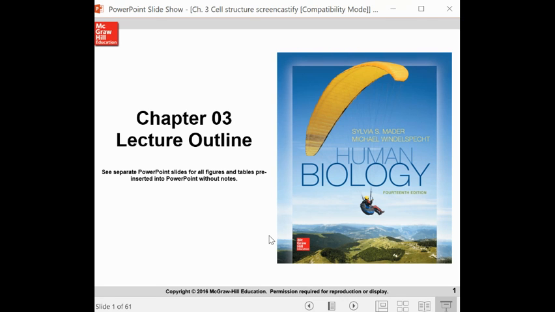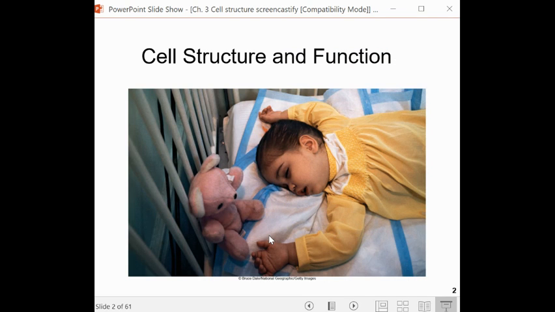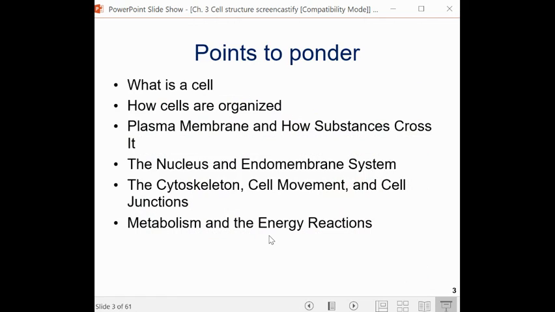Welcome to Chapter 3. In this chapter, we're really going to be discussing the structure and function of cells. And so we'll go through some of the different cell parts. We'll look at what a cell is, how they're organized, the plasma membrane, and how substances cross over it. Then we'll look at the parts of the cells, including the nucleus and the endomembrane system, talk a little bit about protein structure and function and how that's made, the cytoskeleton, cell movement, how we join cells together, and the metabolism and the energy reactions.